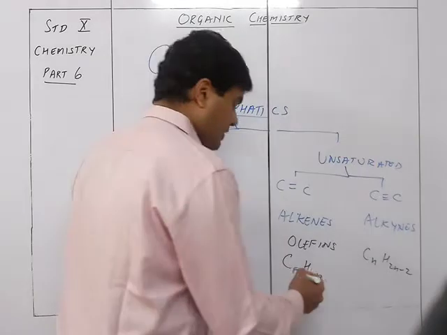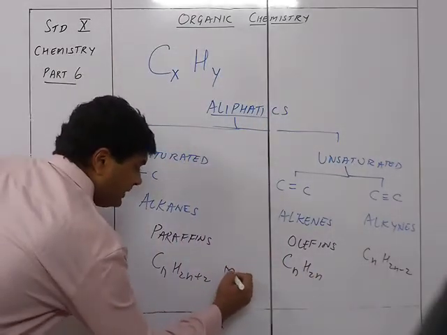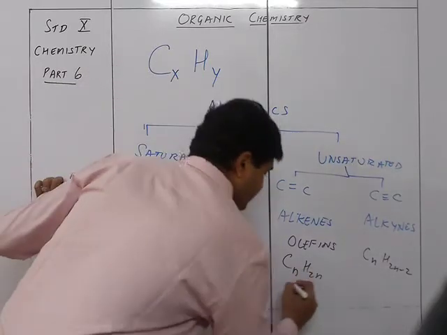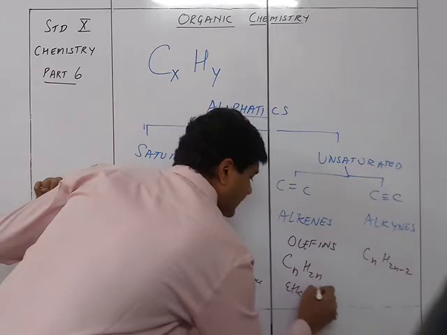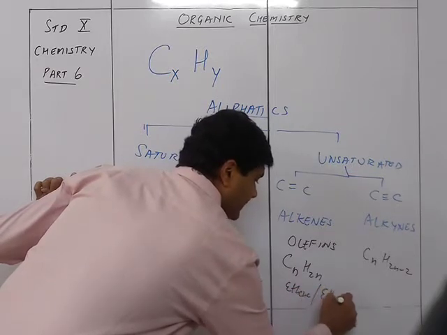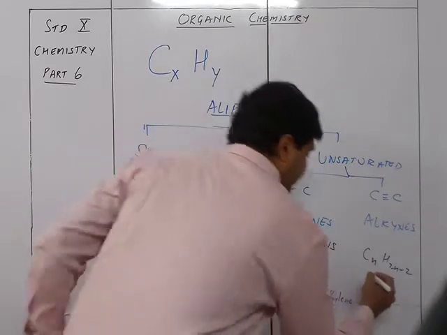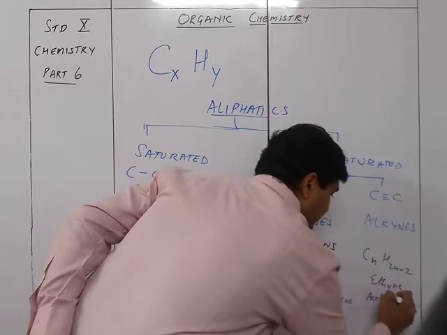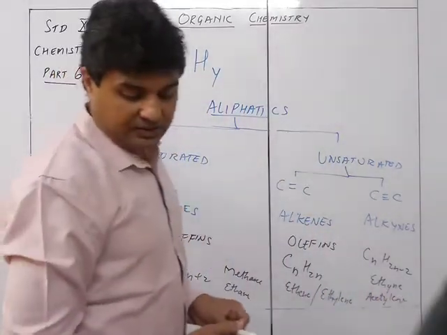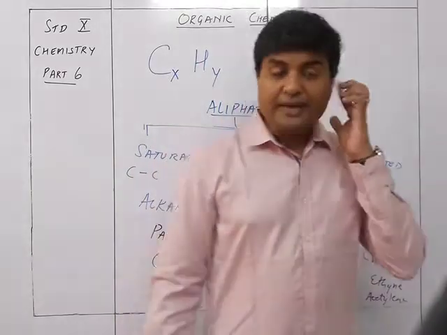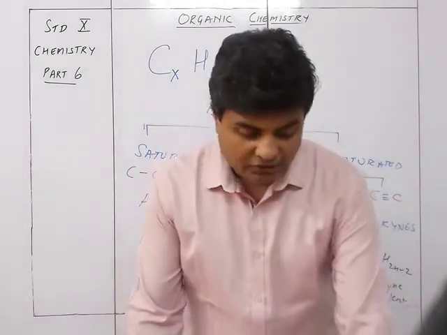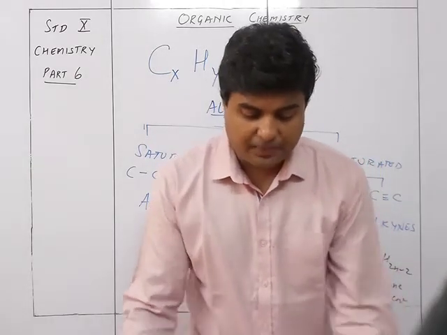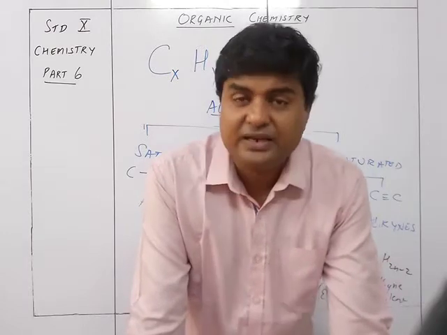So the first compound over here is methane, and ethane is the next one. Here it is ethene, which has the trivial name ethylene, and here it is ethyne, and the trivial name is acetylene, that is the common name for ethyne. So if you differentiate between saturated and unsaturated organic compounds, the saturated ones are methane and ethane, and over here, ethene and ethyne.